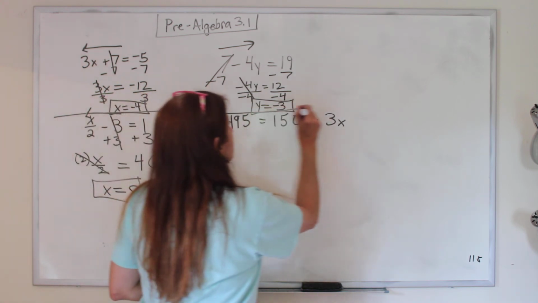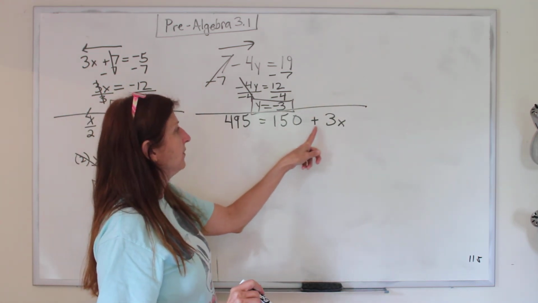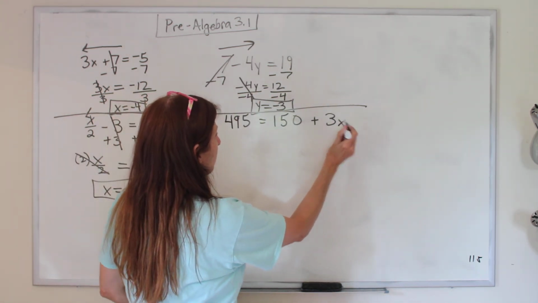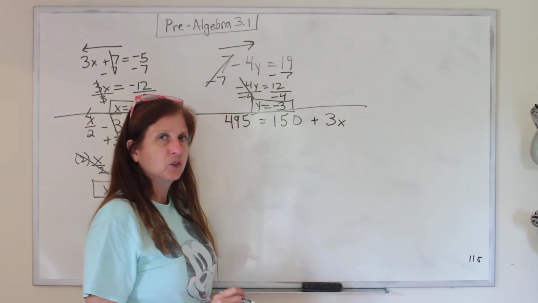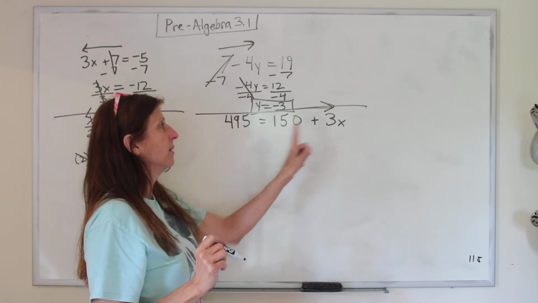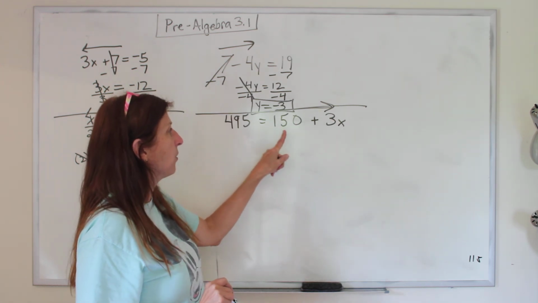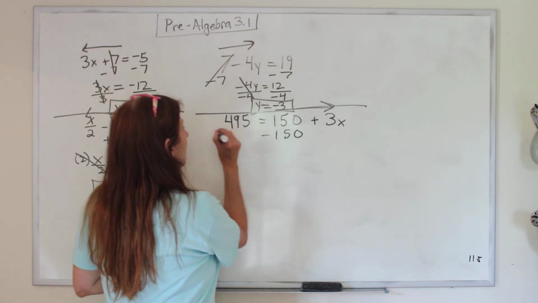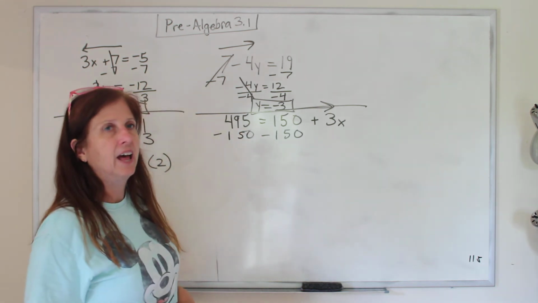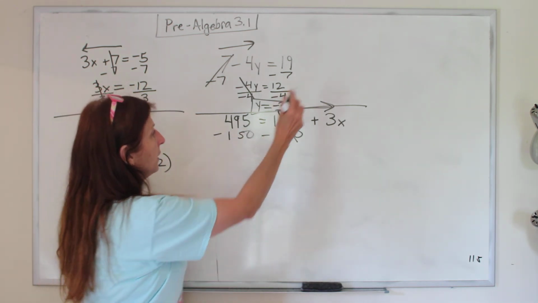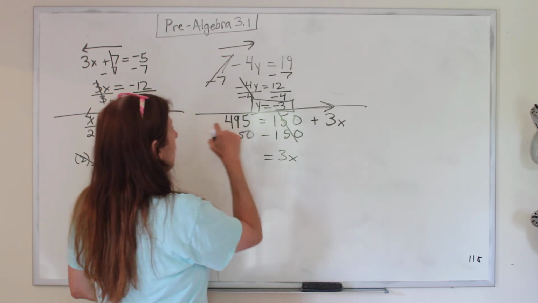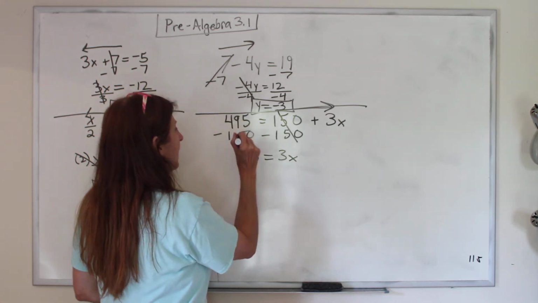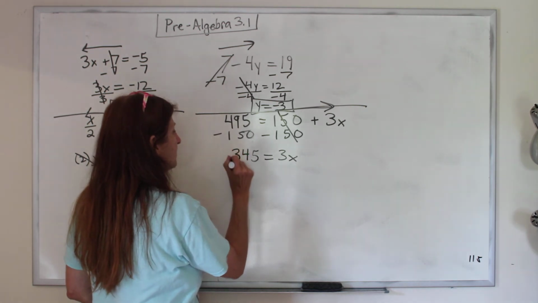Here's one with big numbers. 495 equals 150 plus 3x. Can we do it? Yes, we can, like Bob the Builder. All right. So why is x not alone? It's got a plus 150 and a times 3. We start with what's further away and then move to what's closer to x. So what's further away is this positive 150. What's the opposite? Minus 150. What we do to one side, we do to the other. These cancel out. We bring down what we didn't mess with. 495 minus 150. Well, 5 minus 0 is 5. 9 minus 5 is 4. 4 minus 1 is 3.